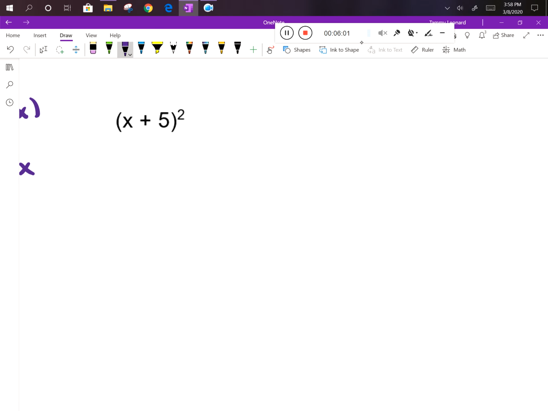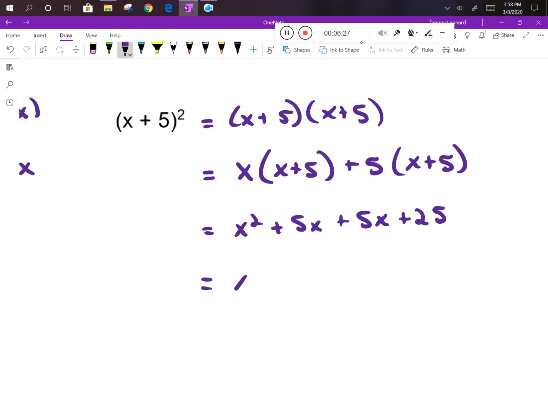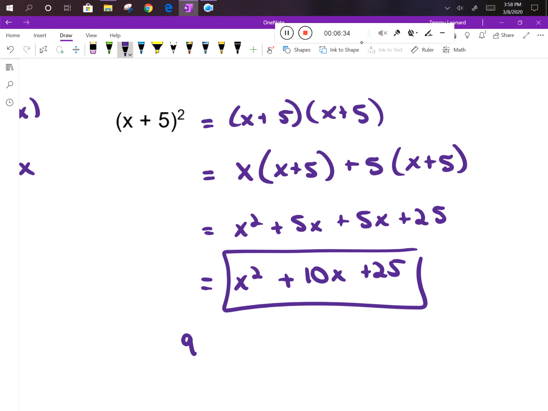Don't forget, when we see a square, this means take the polynomial and multiply it by itself. So now we can see we have a double distribution problem. We're going to distribute that first x to the second x plus 5, and then we're going to distribute the positive 5 to the second x plus 5, which gives us x squared plus 5x plus 5x plus 25. Combining our like terms in the middle, we have x squared plus 10x plus 25, which is a quadratic trinomial.